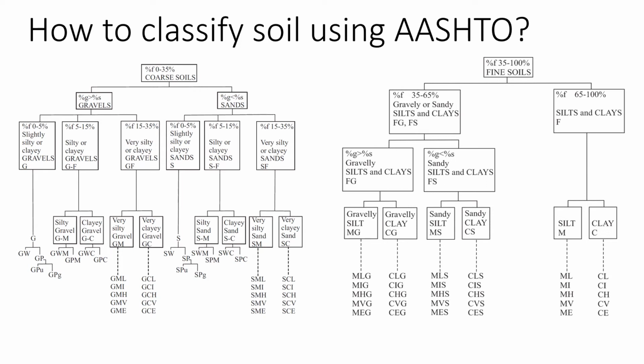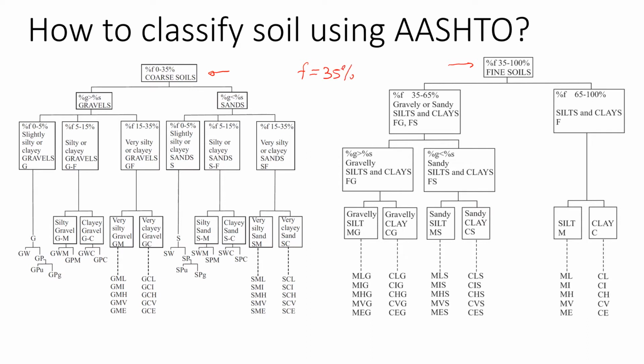This video will explain how to classify soil using the AASHTO Classification System. There are two flowcharts that we use for this purpose. The one on the left-hand side we use for coarse-grained soil, and the one on the right we use for fine-grained soil. The boundary between coarse-grained soil and fine-grained soil is the amount of fines, which is equal to 35%.